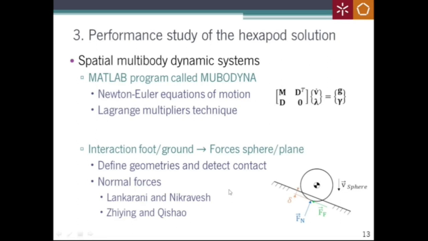These parameters are essential to obtain the forces generated in contact. There are different approaches and models for calculating normal forces. The literature shows that different models can be used, so for coefficients of restitution higher than 0.7, the model proposed by Lankarani and Nikravesh was chosen, and for coefficients of restitution lower than that value, the model proposed by Zhiying and Qishao was used.